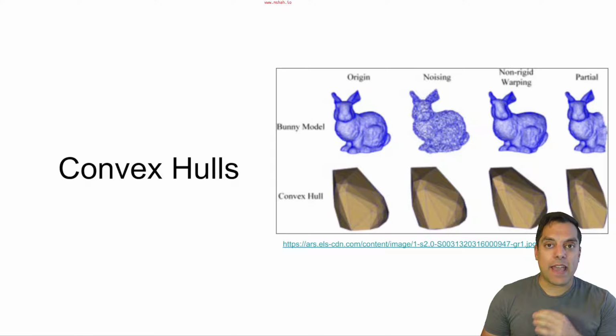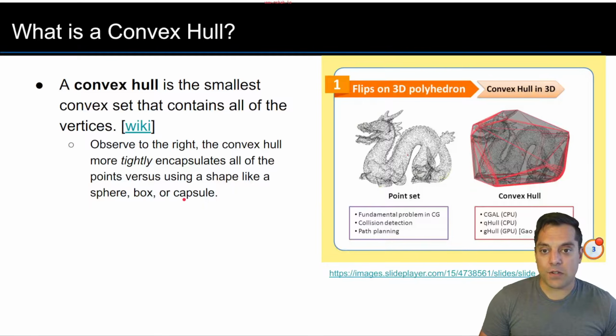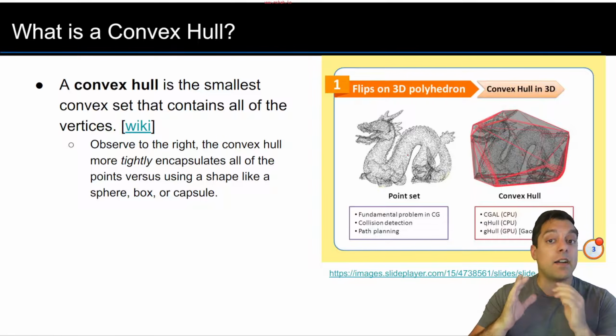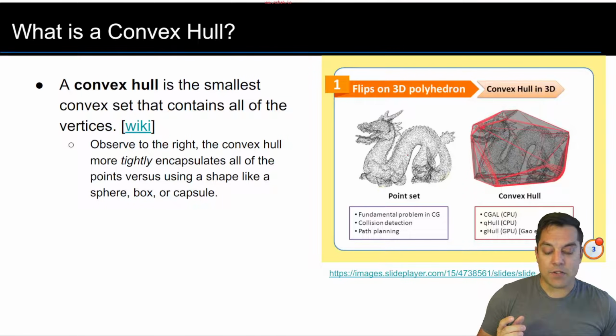Well, there's a happy in-between here that we can do, and that's generating something known as a convex hull. So let's talk about what a convex hull is. The idea is that a convex hull is the smallest convex set that contains all the vertices. We defined what convexity is: being able to draw a line segment from one point to the other, and it falls inside that shape.